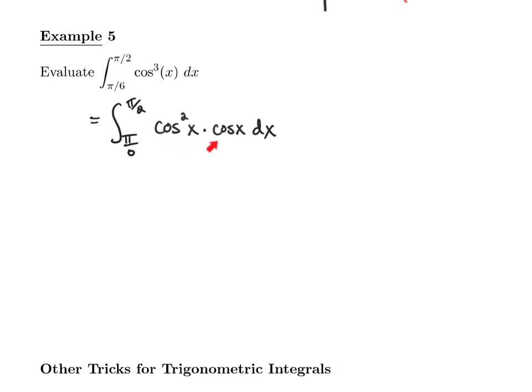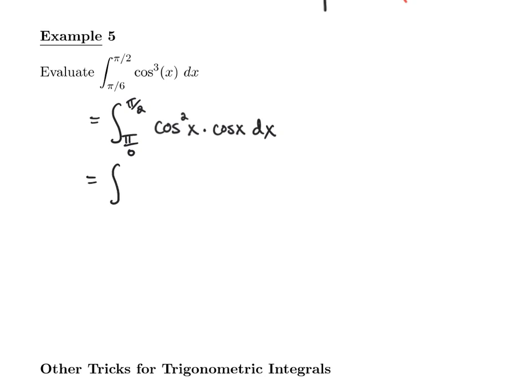So now at least I have a product of two functions. Usually we're looking for a function and its derivative, but cosine isn't its own derivative. Cosine is the derivative of sine. So maybe there's something I could do to rework some piece of this to involve sine.